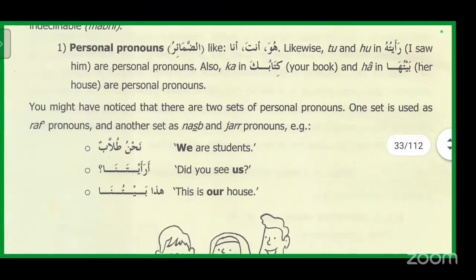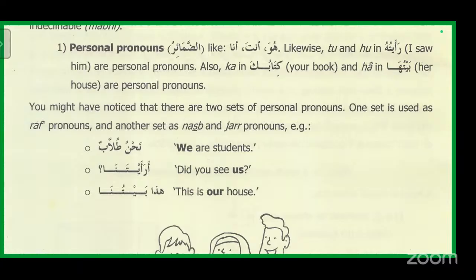Personal pronouns, dhama'ir, like huwa, anta, ana. Likewise, tu and hu in ra'aytuhu, I saw him, are personal pronouns. Also, ka in kitabuka, your book, and ha in baituha, her house, are personal pronouns. You might have noticed that there are two sets of personal pronouns. One set is used as raf' pronouns and another set is nasb and jar pronouns.